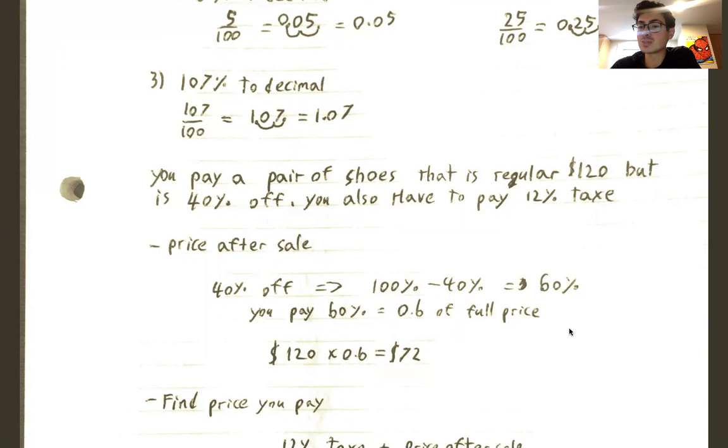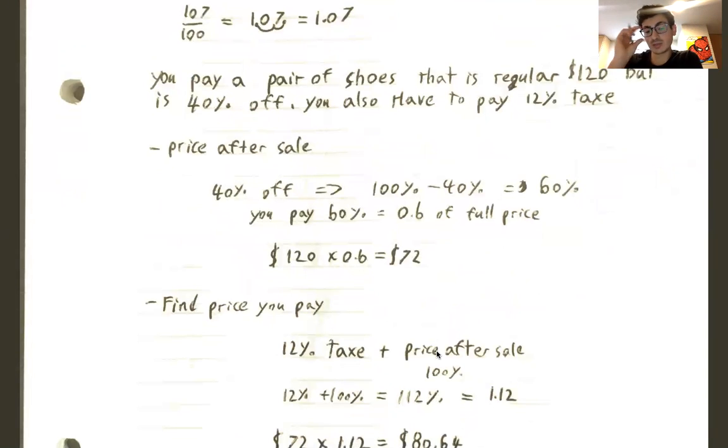Now converting 60% into a decimal, it's going to give us 0.6. So that's going to be the amount of the full price we pay. So we can have the regular price, multiplied by that 0.6, and that's going to give us $72.